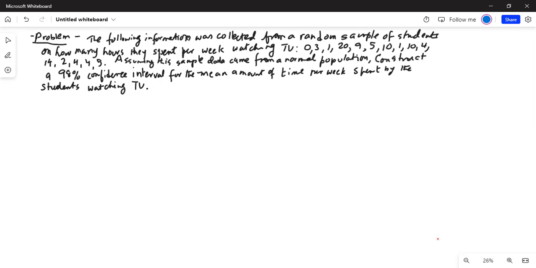The following information was collected from a random sample of students on how many hours they spend per week watching TV. And these are the data points: 0, 3, 1, 20, 9, 5, 10, 1, 10, 4, 14, 2, 4, 4, 5. Assuming this sample data came from a normal population, construct a 98% confidence interval for the mean amount of time per week spent by the students watching TV.